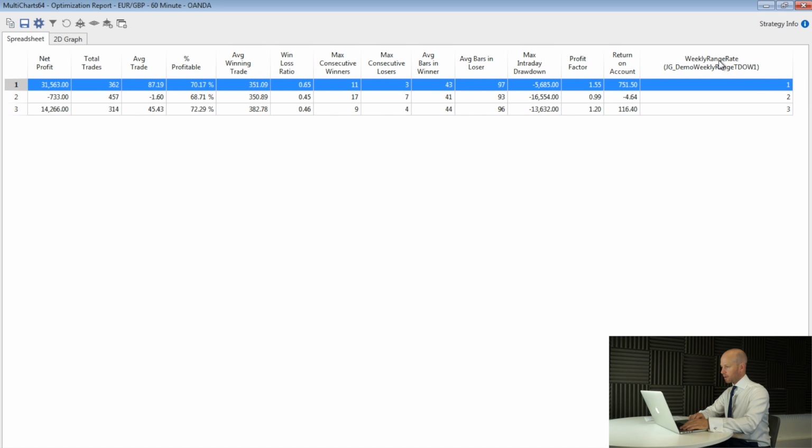And we can see that I've called it a weekly range rate, and at the moment we're using a weekly range rate of 1, but we've also tested 2 and 3. And we can clearly see that 1 in this case does make most money. 2 is bad, and 3 is actually slightly better than 2, but it's certainly not the best. So I'm very happy to say that we're just going to stick with that narrow body for the weekly range.